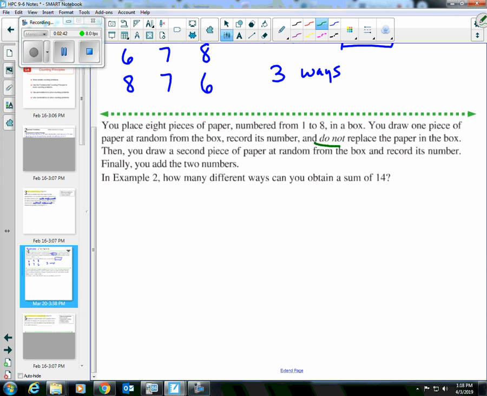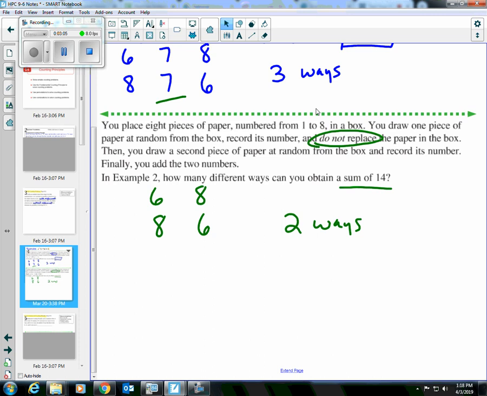I don't replace it? So same scenario to get a sum of 14. Well, I could get a 6 first and then an 8. Or I could have drawn an 8 first and then a 6. So would I have been able to do that 7 and 7? Well, no, because once I take out the 7, I don't have another 7 to draw, so then there's only 2 ways. So without replacement lowers the number of options that I have, right, to be able to figure out what those different options are.